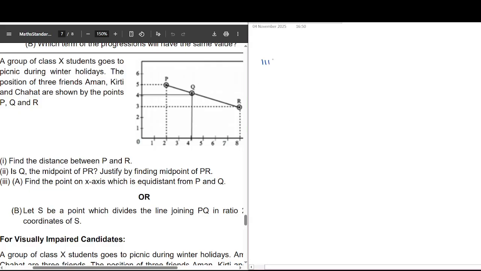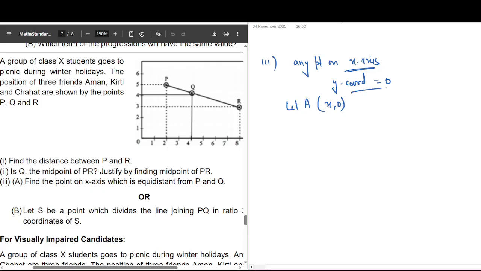Now let's see the third part. In the third part it is written: find the point on the x-axis which is equidistant from P and Q. We know that for any point on the x-axis, the y coordinate will be 0, right? So let the point be A, and its coordinates will be x and 0 because it is on the x-axis.